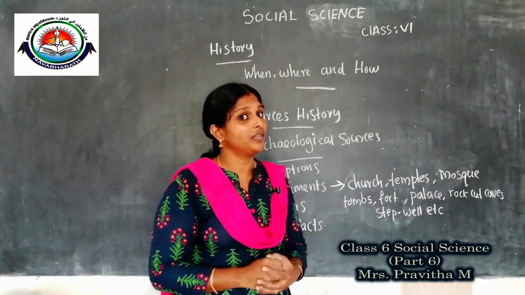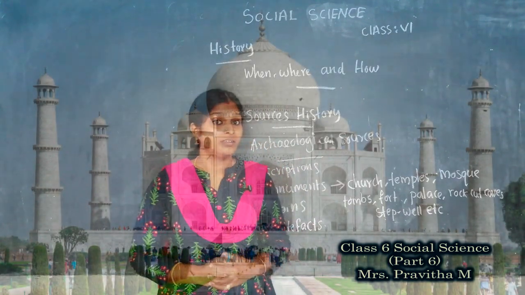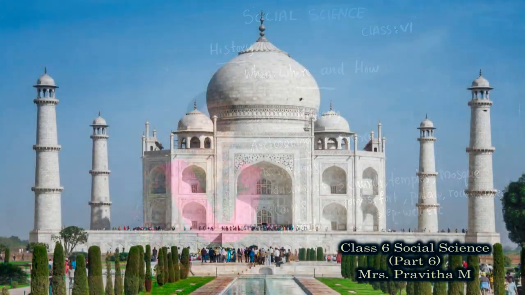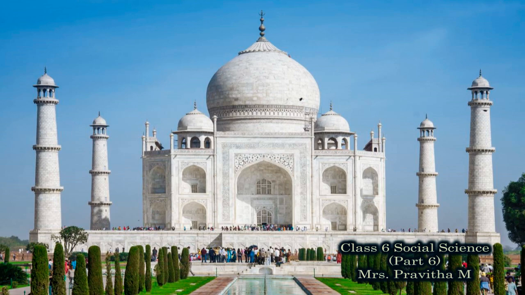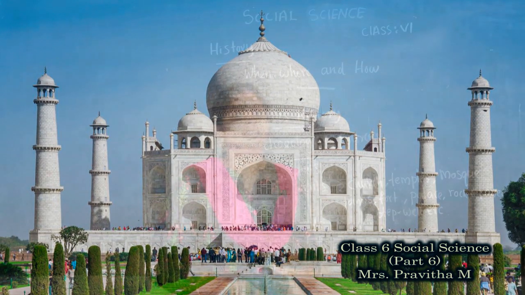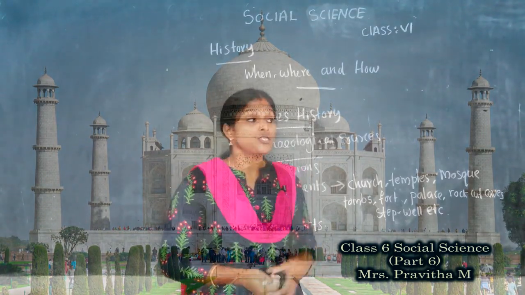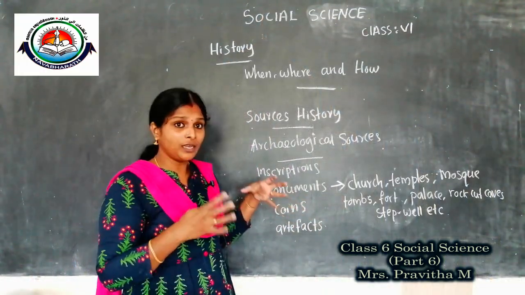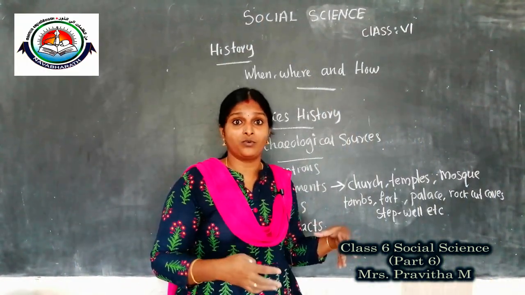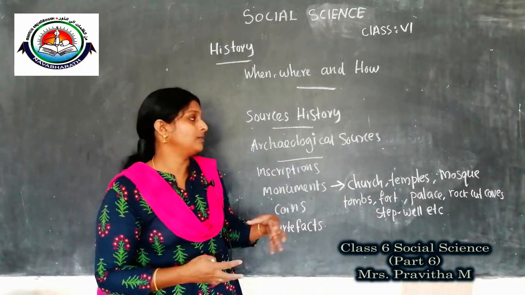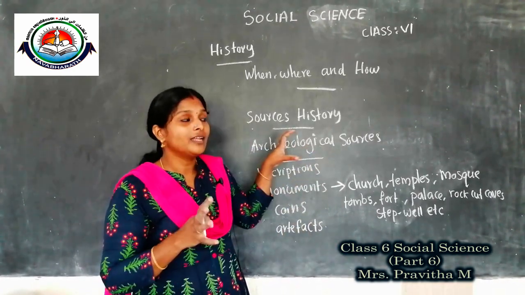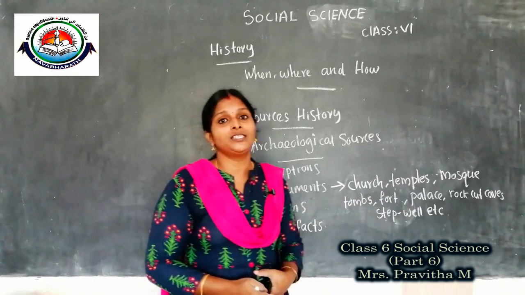Then this Taj Mahal has some speciality. What speciality? It looks very beautiful. It is made with white marble and looks very attractive. Like this monument, many monuments were made in the Mughal period: Red Fort, Agra Fort, and many more. Just as an example, I told you about the Taj Mahal.